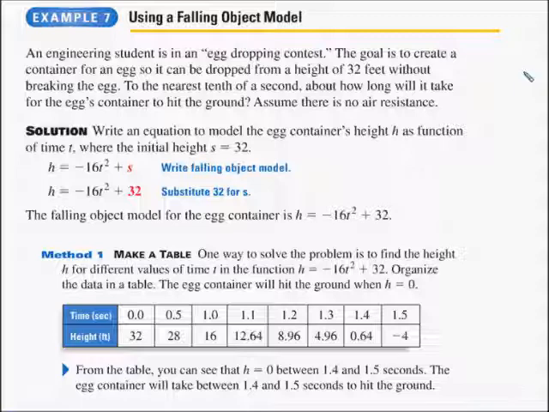So the first method we can do is plug in to our formula. If the time was 0, the height needed to be at 32. If the time is 0.5, it would go to 28. And again, all we're doing is substituting our time. So for 1.2, we'd substitute time in here. We'd square 1.2, multiply it by negative 16, and then combine those to figure out our answer of roughly 8.96.